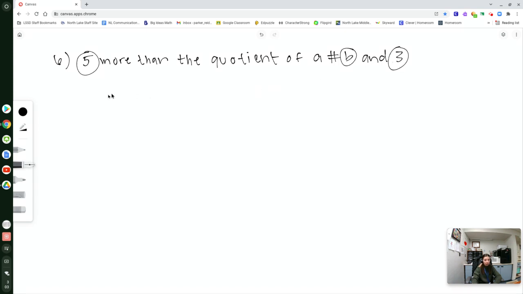And then I have 2 different phrases to connect them. The first is more than. The second is quotient of. So more than means to add. 5 more than means 5 plus the rest of this stuff. The rest of this stuff is the quotient of b and 3. Quotient of means division. That means I'm dividing b and 3. B divided by 3. So 5 plus the quotient of b and 3, b divided by 3. I rewrote the phrase using numbers, variables, and operations.